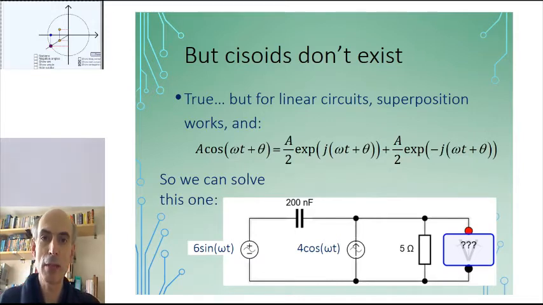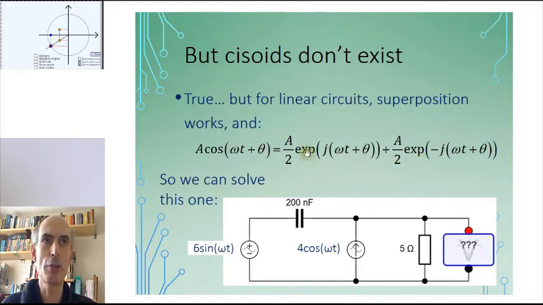The only slight problem is that cissoids don't exist in the real world. However, if you take two cissoids, one of which is the complex conjugate of the other, and you add them up, then you will get a real oscillation, which can exist in the real world. And that's what the slide here is showing. This is a cissoidal oscillation, and so is this. This is the complex conjugate of this. It has the same magnitude, but its phase angle is minus the phase angle of this cissoid at all times.